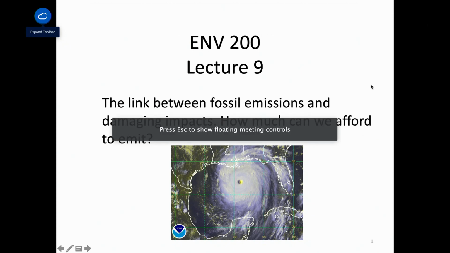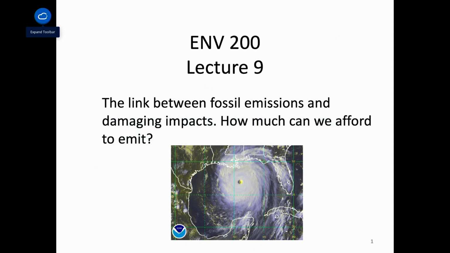Okay, Doug. All right, so let's talk a little bit more about impacts. How much can we afford to emit? Anybody know what that is? It's a hurricane. It's Hurricane Katrina, which is one of the first that really shook people and really caused people to think that global warming was happening. That's the one that so devastated, especially the poor neighborhoods in New Orleans.